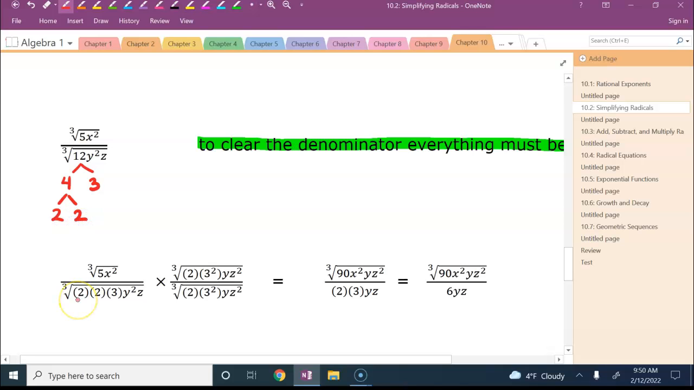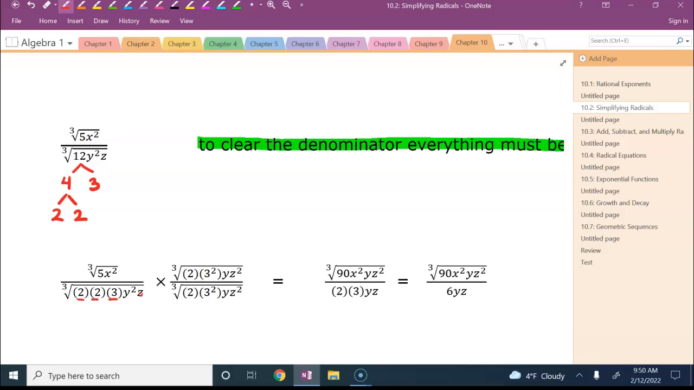So I'm looking at my factors here. I've got 2, 2, 3, and then I still have that y squared and z. I don't have any groups of 3 in order to clear the 2's or to clear the 3, so I need to add a couple of things in order to get me to be able to clear them.